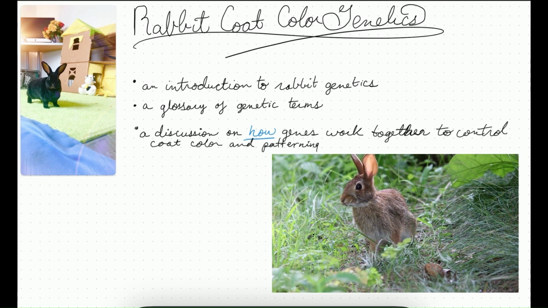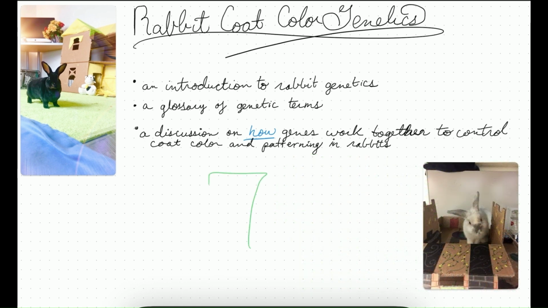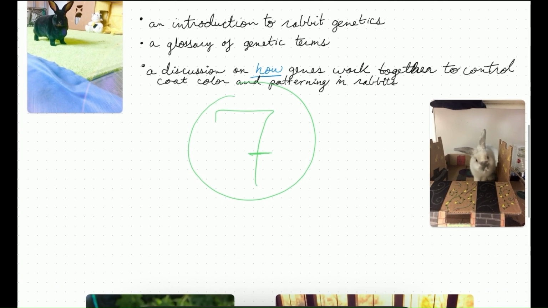Brief disclaimer though, in this unit we will be focusing on the 7 known genes that have been confirmed to affect rabbit coat color. But there is still much unknown about the rabbit genome, and there are so many genes whose functions have not been identified or clarified yet. So we're just going to focus on what we know.